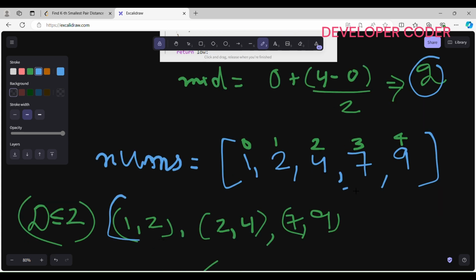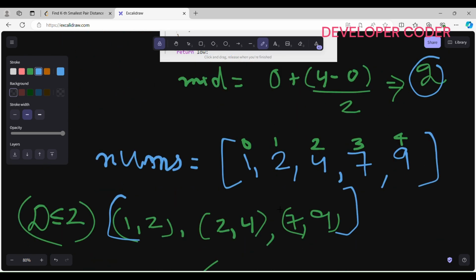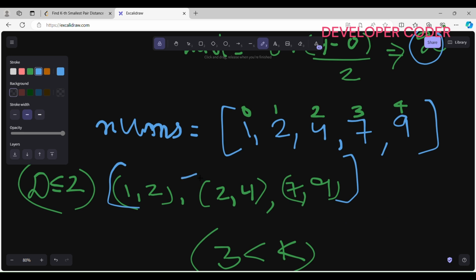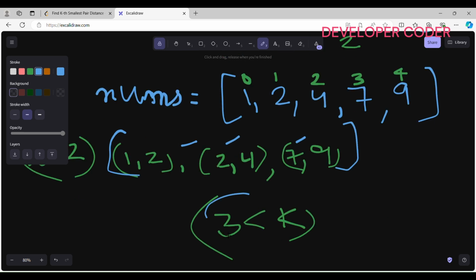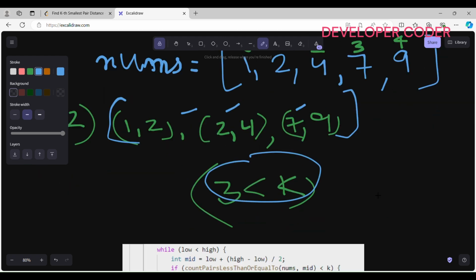Only 3 pairs I am going to get. Again I have to implement this L and R. Only 3 pairs I am going to get in which my distance is less than or equal to 2. 3 values, less than k. So with distance 2 I am not getting 5 pairs. I need at least 5 now, the fifth smallest. So I am not getting that.